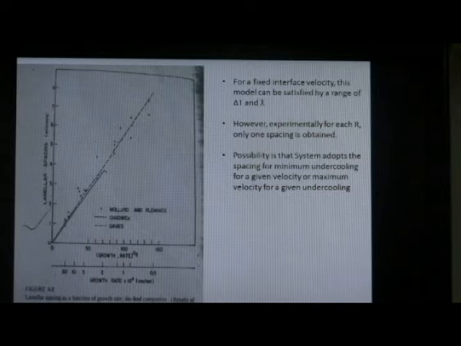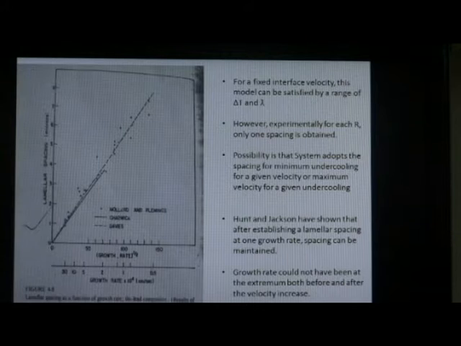A possibility is that the system adopts the spacing for a minimum undercooling for a given velocity, or maximum velocity for a given undercooling. Hunt and Jackson have shown that after establishing a lamellar spacing at one growth rate, the spacing can be maintained even though velocity is subsequently significantly increased. Growth rate could not have been at the extreme both before and after the velocity increase.